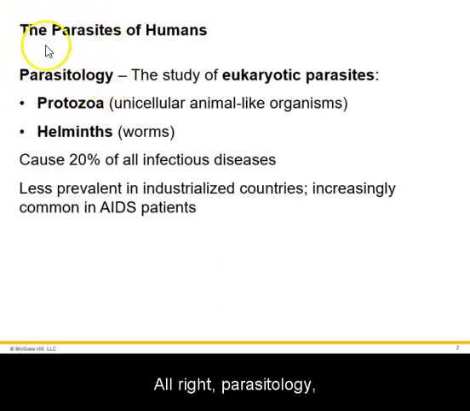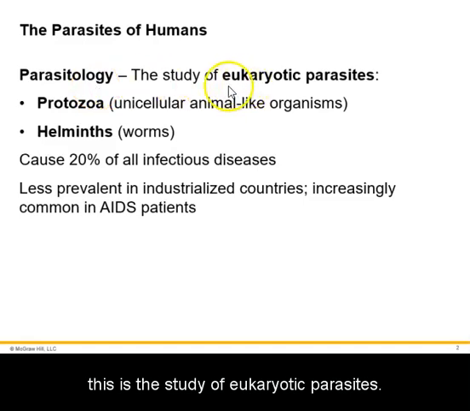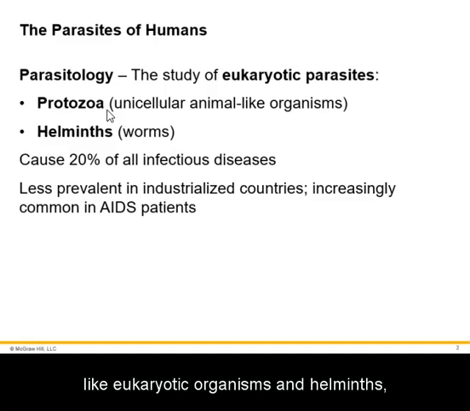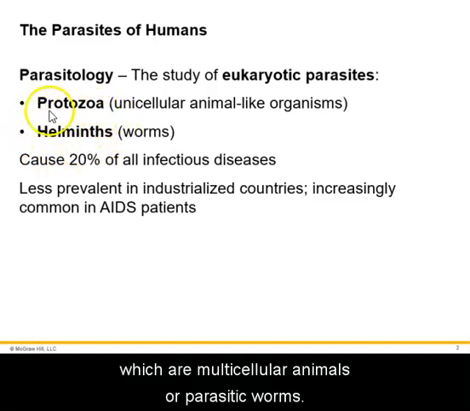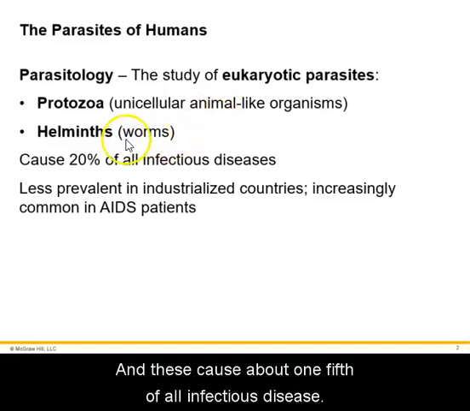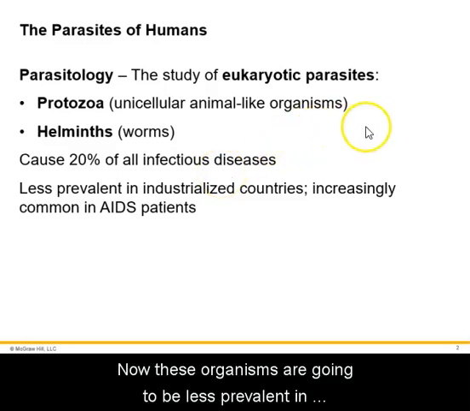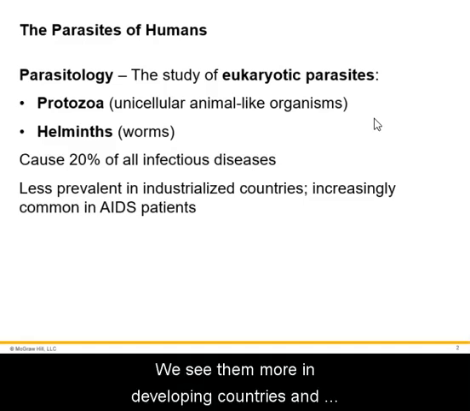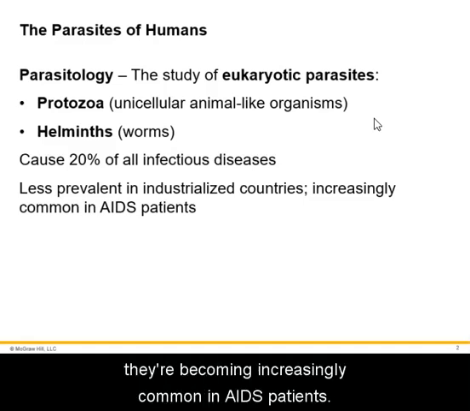All right, parasitology. This is the study of eukaryotic parasites. So this is going to include protozoa. Remember, these are unicellular, animal-like eukaryotic organisms. And helminths, which are multicellular animals, or parasitic worms. And these guys cause about 1/5 of all infectious disease. Now, these organisms are going to be less prevalent in industrialized countries. We see them more in developing countries, and they're becoming increasingly common in AIDS patients.